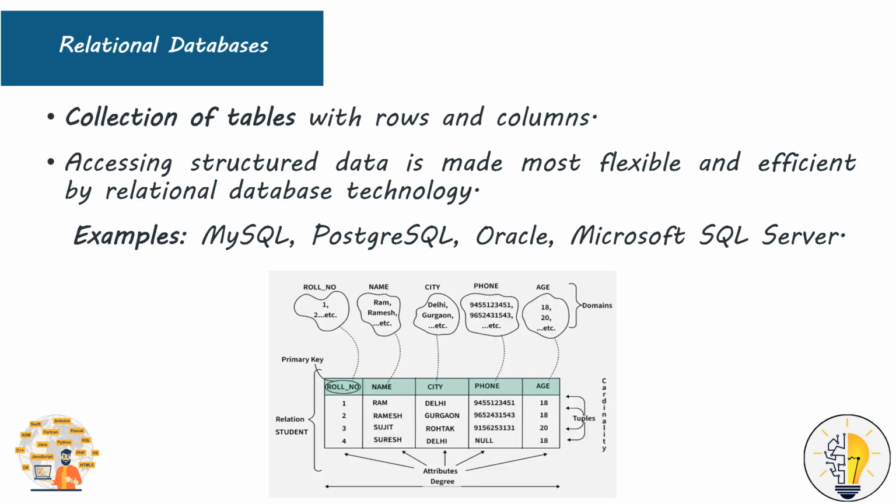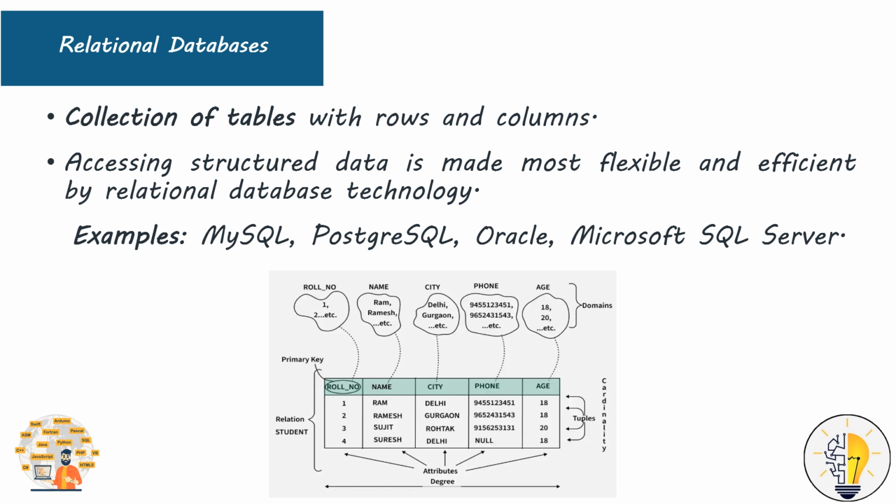Relational databases are where the contents are arranged as a collection of tables. A table is nothing but rows and columns. Here, accessing all the structured data which is arranged in rows and columns is more flexible, and it also becomes efficient because you can access the data easily by numbering the row and numbering the column.